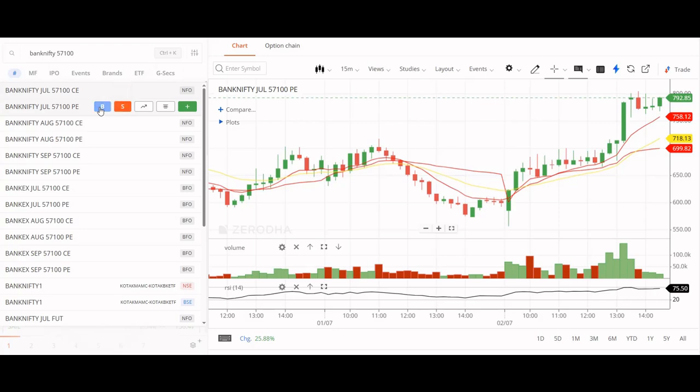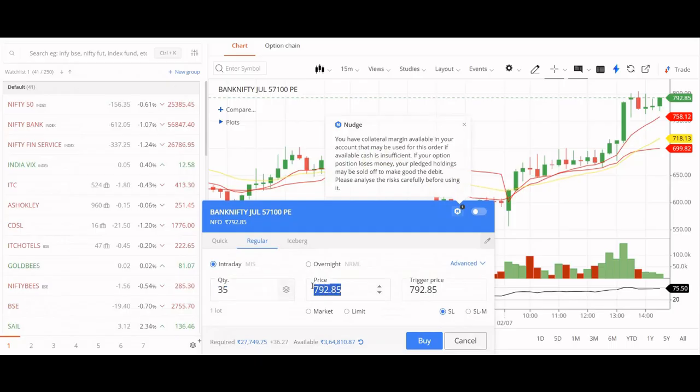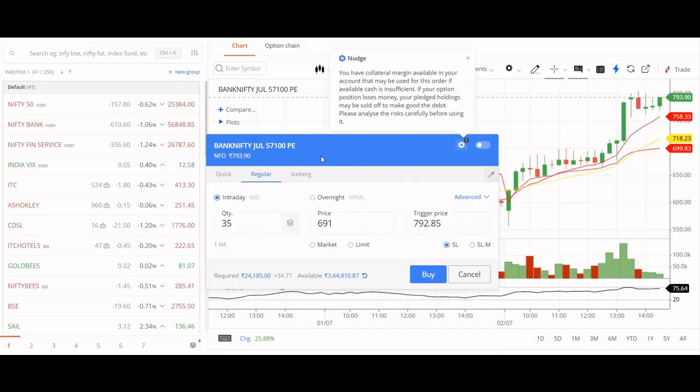So to buy one lot of this, we might have bought it at around 691 rupees. For that, the quantity of this particular Bank Nifty for one lot is 35, which we have discussed in the previous section as well. Options and futures come with a lot quantity. So for one lot, it is 35 quantity, and we cannot buy or sell 36 or 37. It will never allow us to buy it, because the predefined lot size is 35.